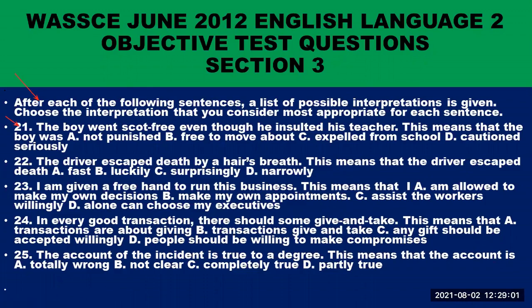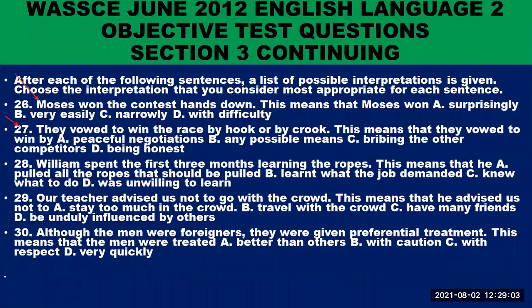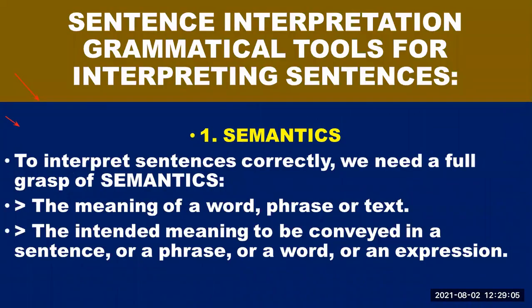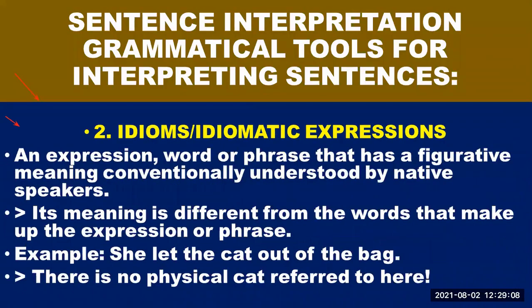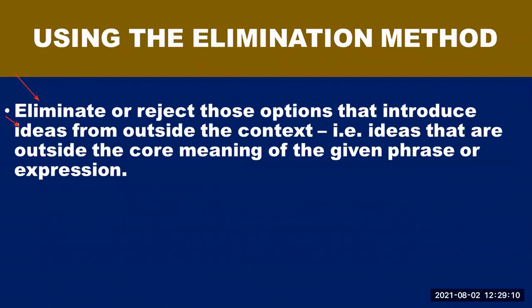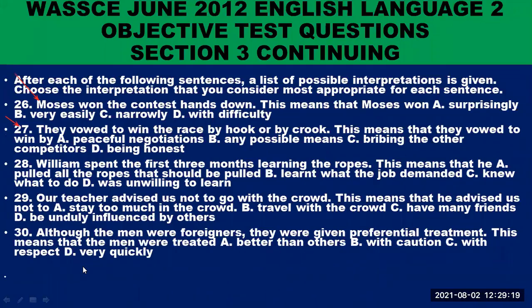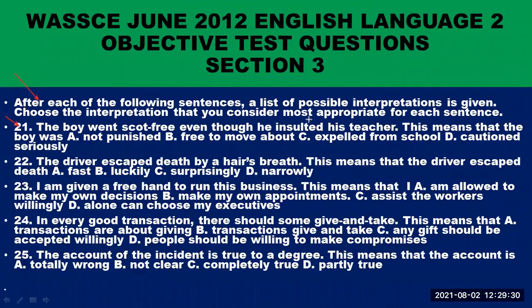we don't know the actual meaning of the expression. We can use the elimination method. Now, let's look at option A, not punished, which of course is the obvious answer. Let's look at the other options. Free to move about. The freedom of movement is not the only freedom implied here. The boy went scot-free.